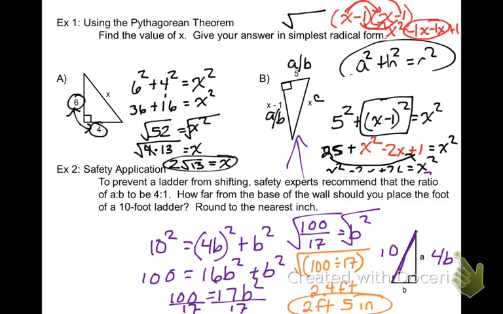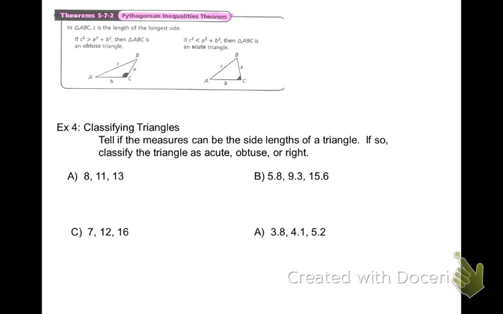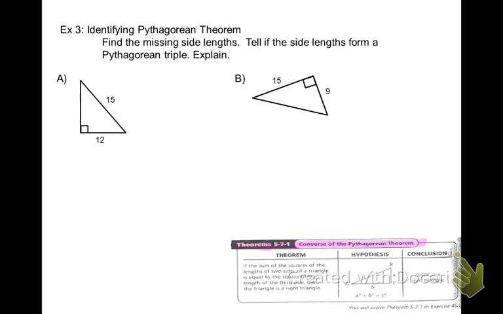All right, let's try example 3, so I have to go backwards. All right, identifying Pythagorean triples. We're going to do the opposite. So down here at the bottom is the converse. We have that if a squared plus b squared equals c squared, then it is a right triangle. A squared plus b squared equals c squared is a right triangle. Oh, maybe I have to do that after example 3.